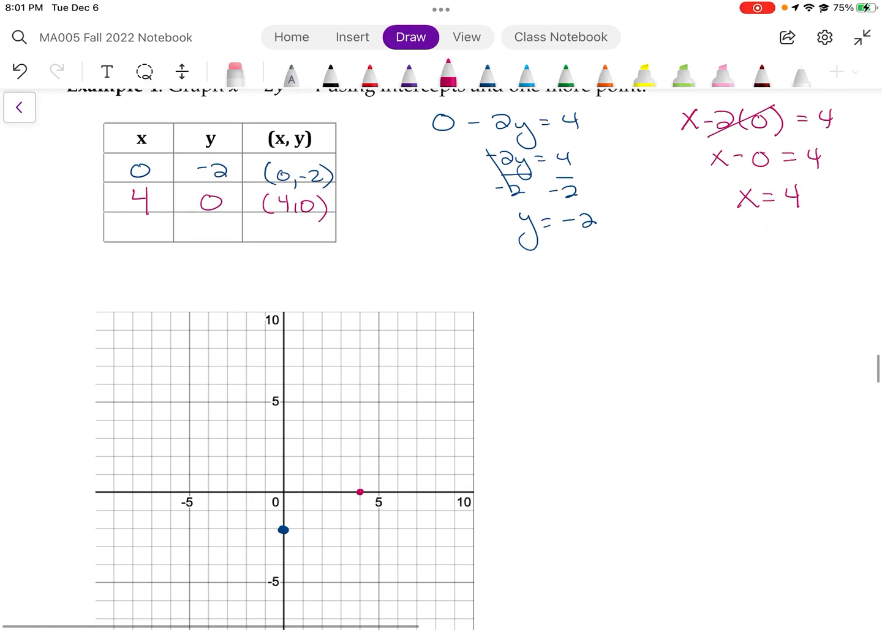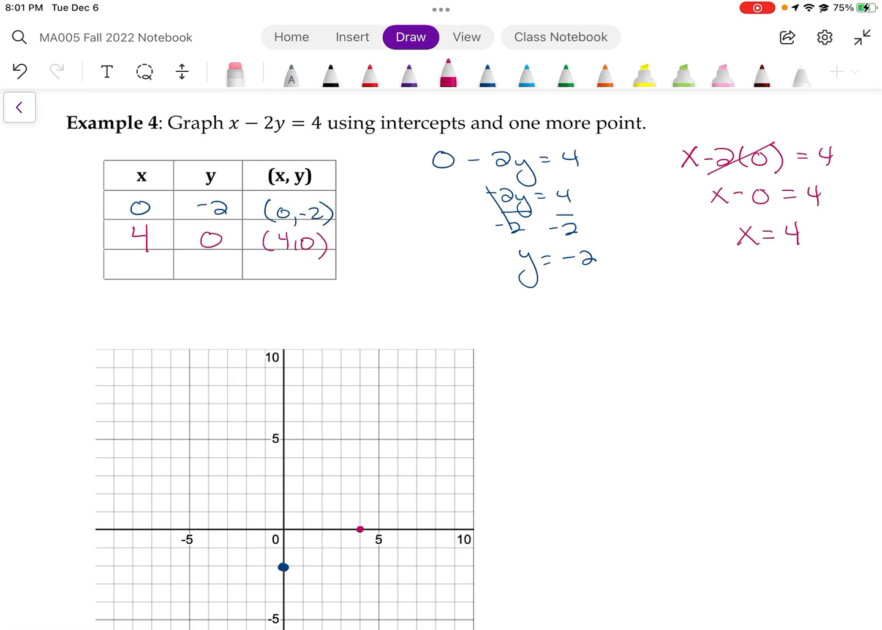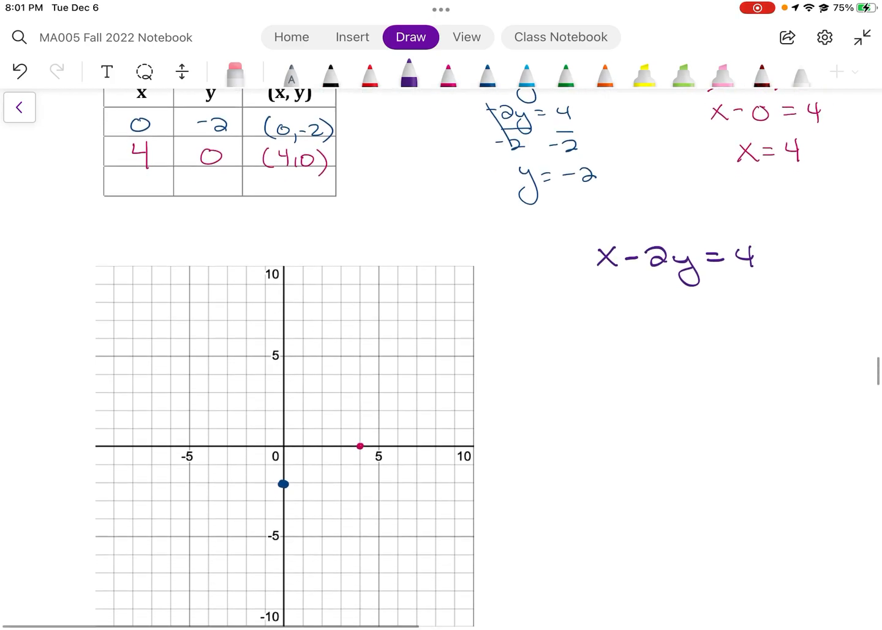All right, what other point could we plug into this? Let's try y equals... I'm trying to find something nice and tidy. Ones often work pretty well. I'm trying to find something that will make it work out nicely. So x minus 2y equals 4. So just pick something for one of them. It doesn't matter which one, and plug it in and find the other one. So you're going to pick an x or pick a y. When it's set up in standard form like this, it's a little hard to decide sometimes.